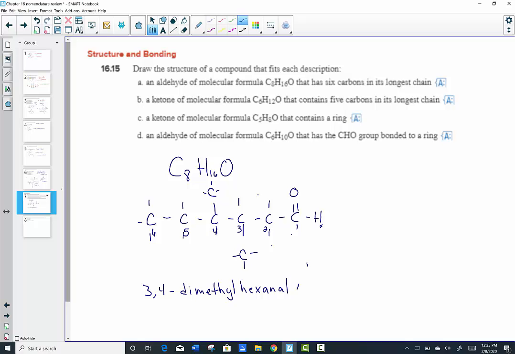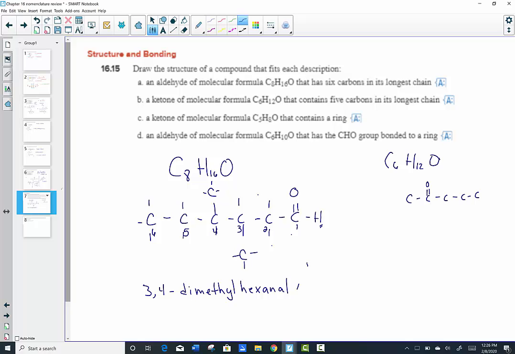Let's look at B, a ketone with the molecular formula C6H12O. And this time, we can only have 5 carbons in the longest chain. All right, so here's our idea. 1, 2, 3, 4, 5. And it has to be a ketone, so I can put my ketone either on carbon 2 or on carbon 3. Those are equally valid choices.